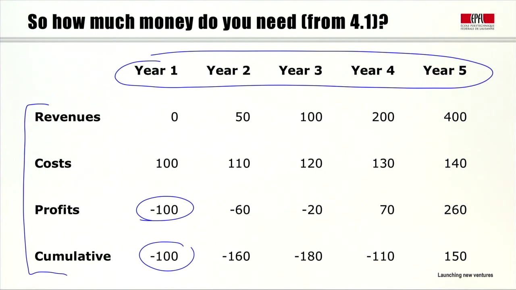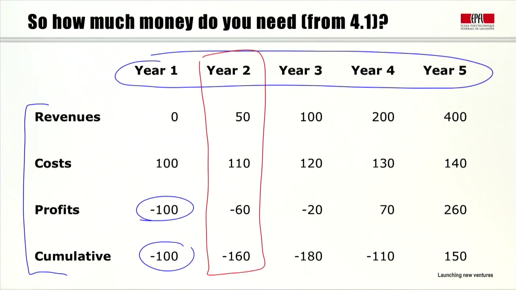So now what we're going to do is zoom in on year 2 and think about how this cash is flowing in year 2. In year 2, we have 50 revenues coming in, and we have 110 gross costs going out. So therefore, we are going to be 60 less at the end of year 2 than we were at the end of year 1.